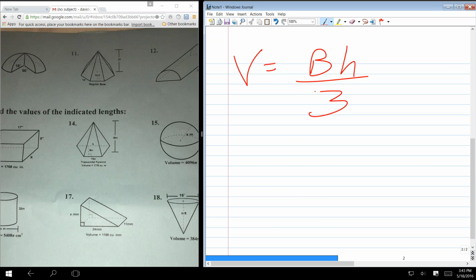So if we apply this formula to that trapezoid, the only thing we need is the area of the base, right? Well, that's the area of a trapezoid. What's the formula for area of a trapezoid? Base 1 plus base 2 times height divided by 2.